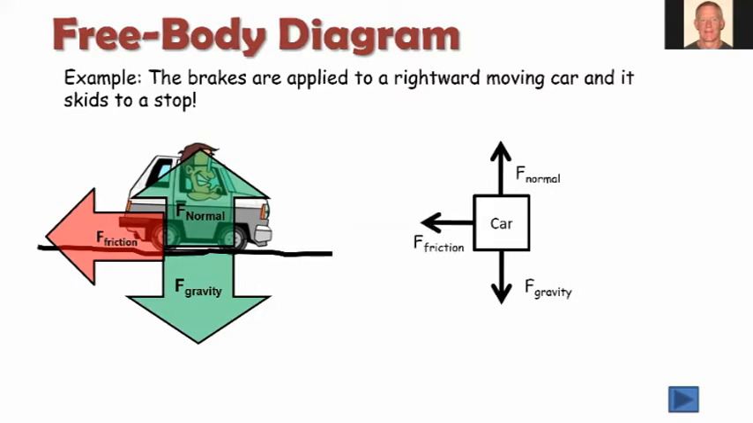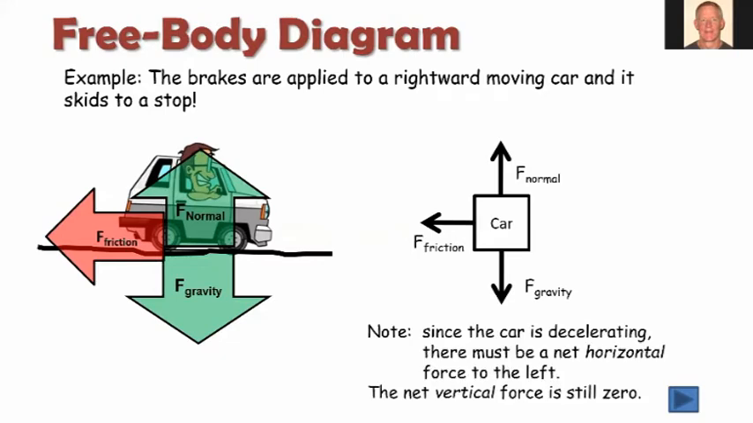Now, we're not given any information on the magnitude of the frictional force, so we can pretty much draw the arrow any length we want. But the normal and gravitational forces, or arrows, would be good to draw the same length. So there's no net force in the vertical direction, but there is a net force in the horizontal direction to the left. That's what is causing the car to slow down or decelerate.